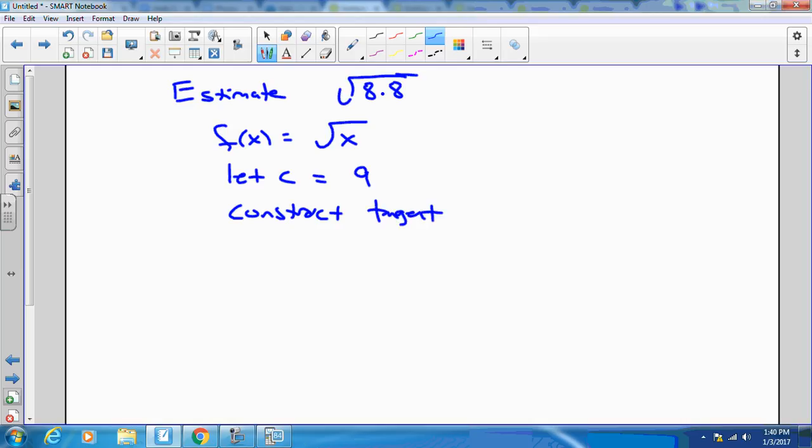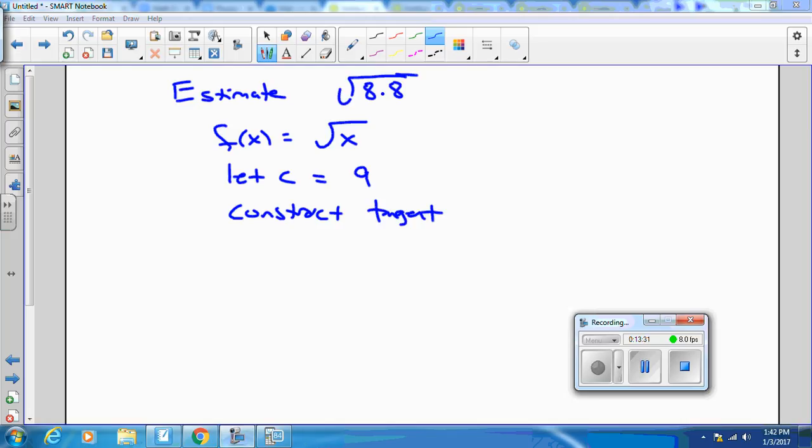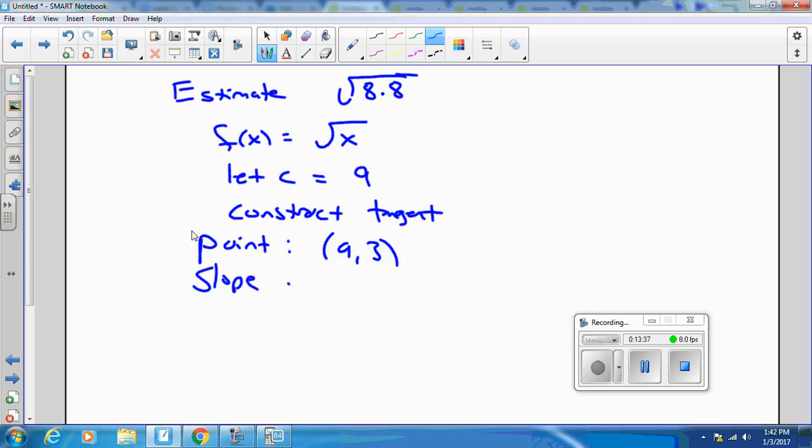Go ahead and do that. Construct the tangent line. If you're following along at home, construct the tangent line also. So you should have point (9, 3) and slope of 1/6. So that y is equal to 3 plus 1/6 of (x minus 9).